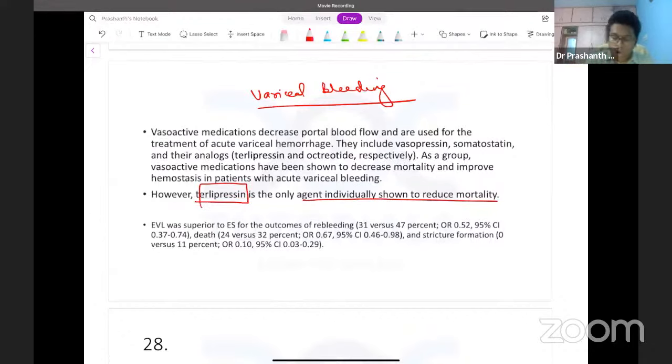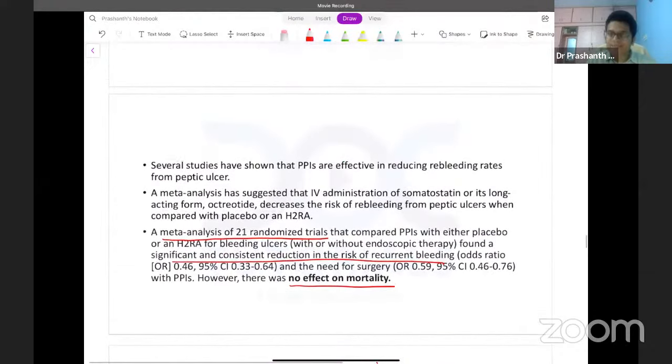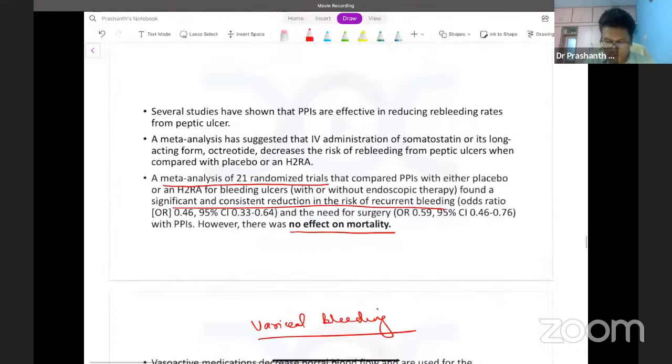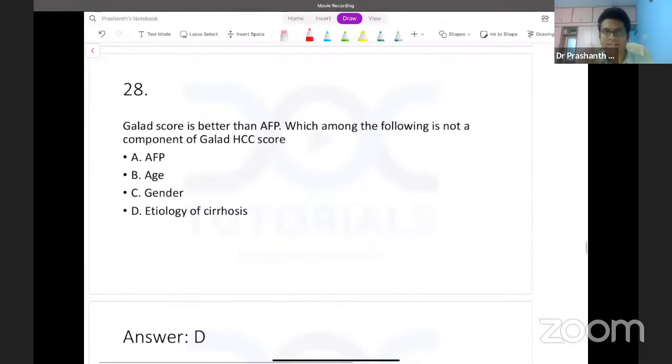So based on this research, I feel the question could have been variceal, and they might have mentioned terlipressin. If this was mentioned, then this becomes the answer to this question, because PPI again has no effect in reducing mortality. Of course, it reduces morbidity in different ways, but not mortality. So this is the data you can go through once I send you the paper.